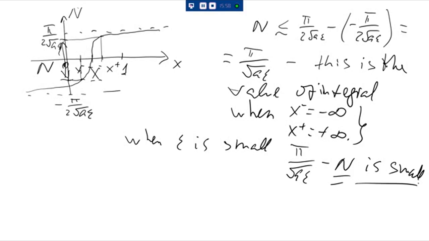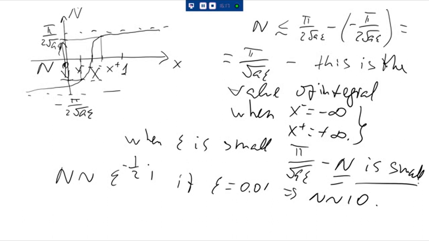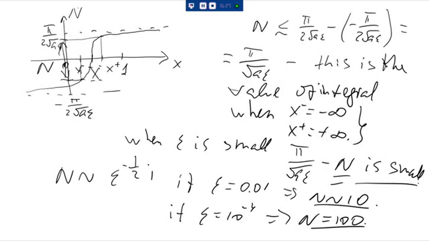And finally, our conclusion is that n is proportional to epsilon to the power of minus half, which means that if epsilon is, let's say, 0.01, then n is around 10. If epsilon is 10 to the minus 4, then n is 100, and so on. So this is the size of our three periodic band, and this is how close our function is to the diagonal line at these three points.